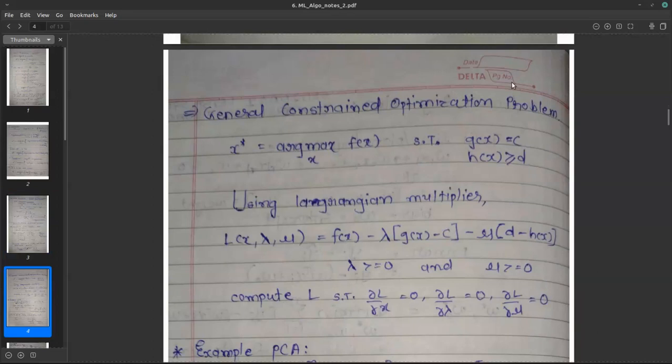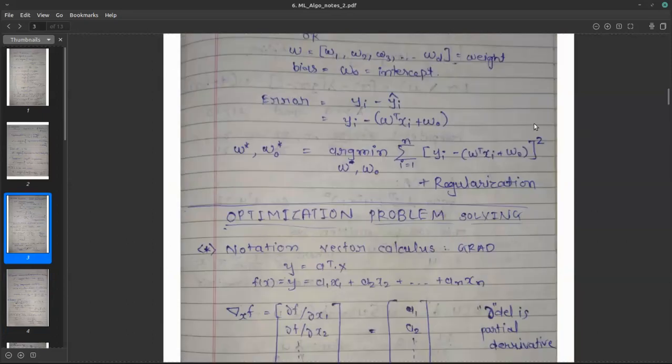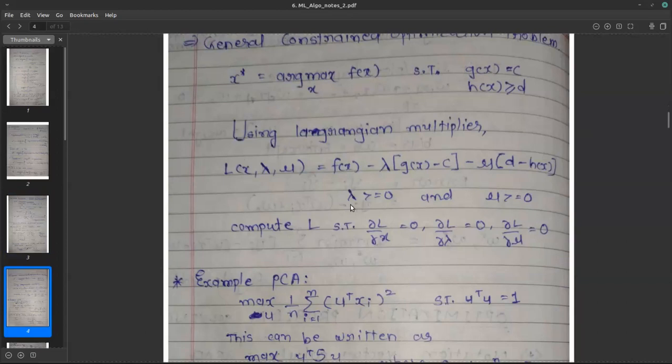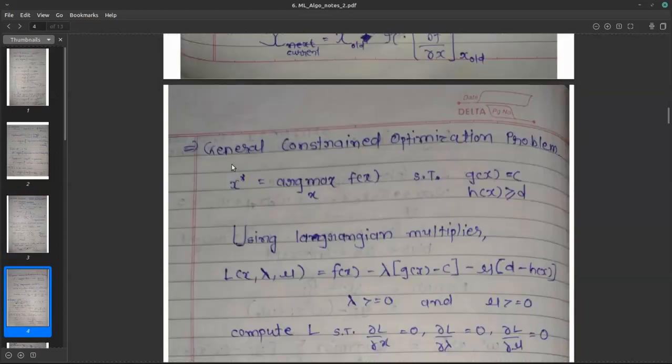This was just introduced: given any optimization problem, we can convert it into some kind of linear form using Lagrangian multipliers. So given this kind of problem, constrained optimization basically. Let's say we want to optimize x star, argmax x, given some function f of x, and these two conditions: g of x equal to c and h of x is greater or equal to d.